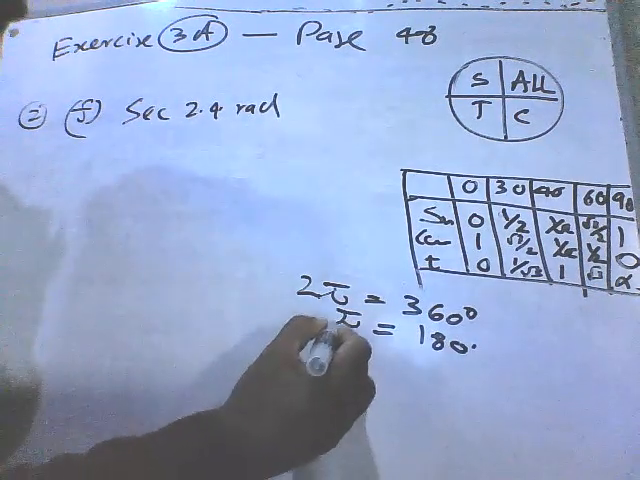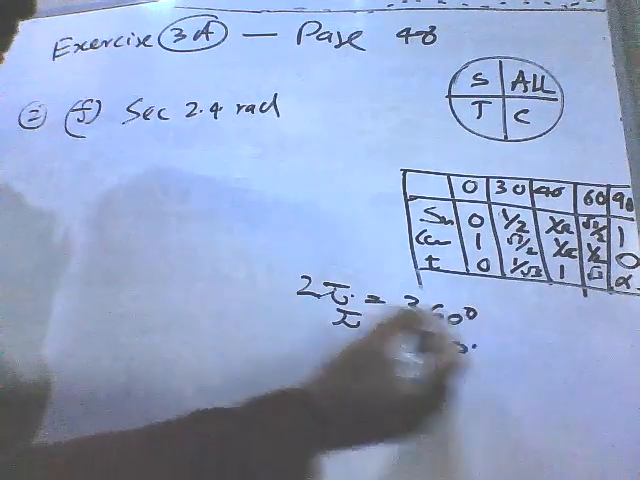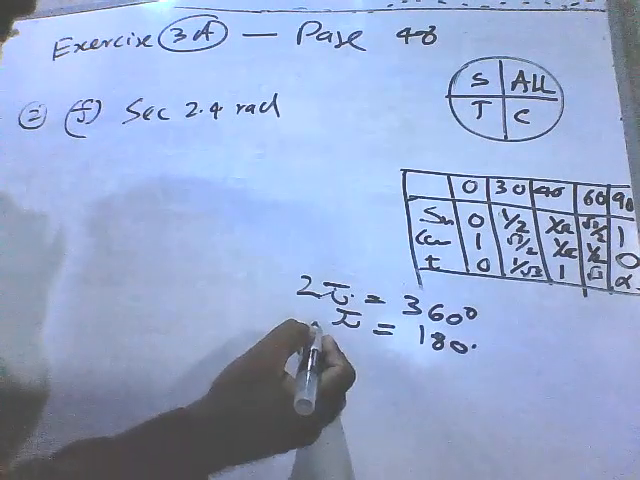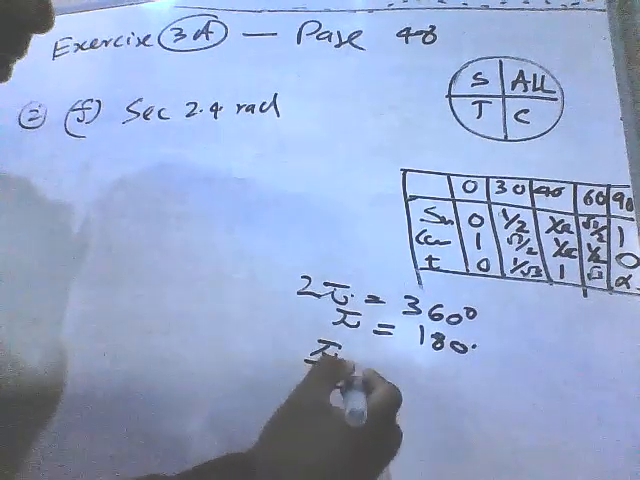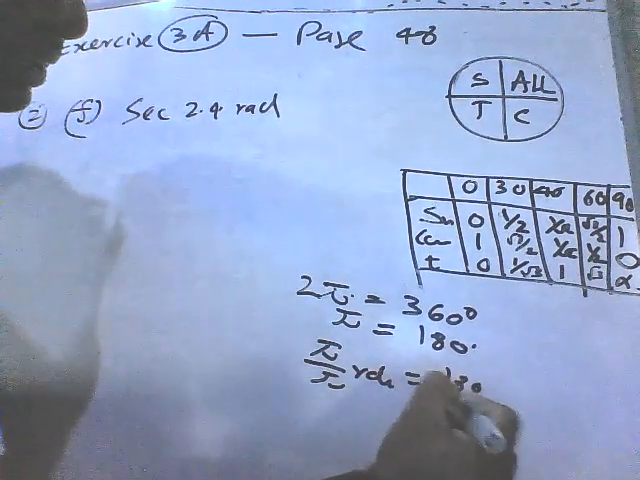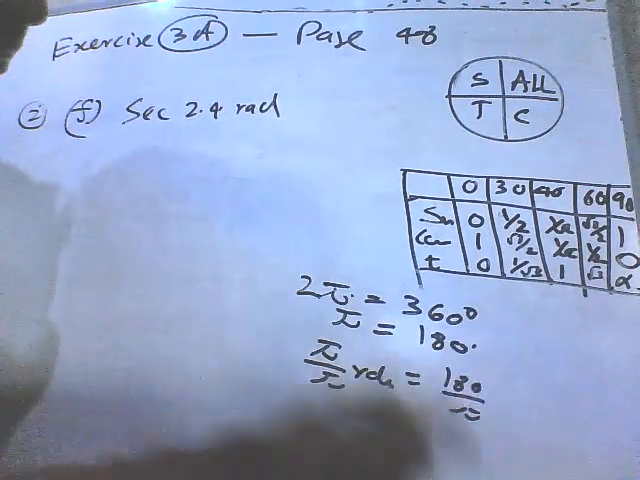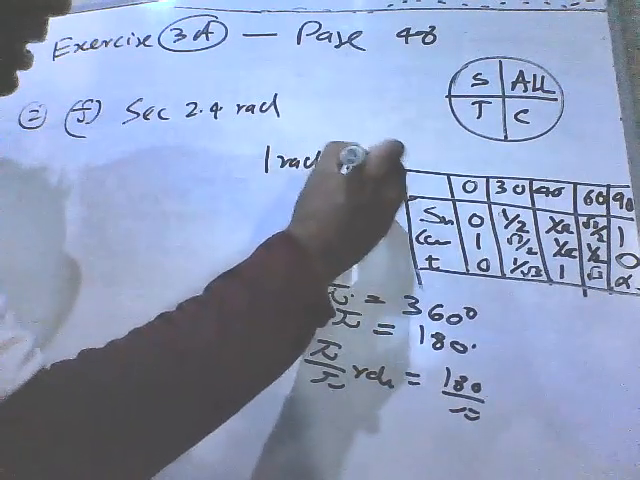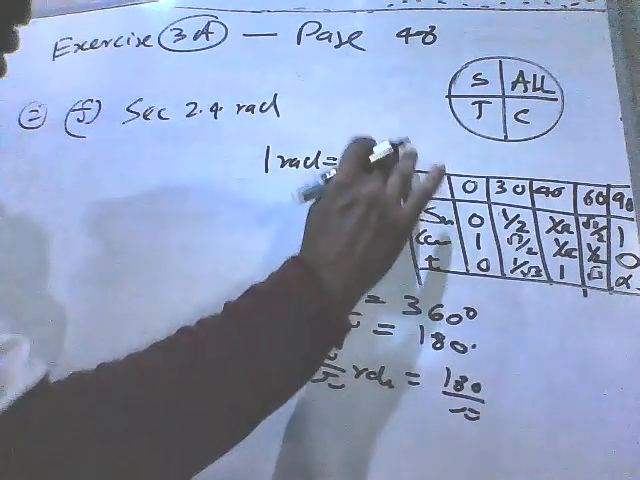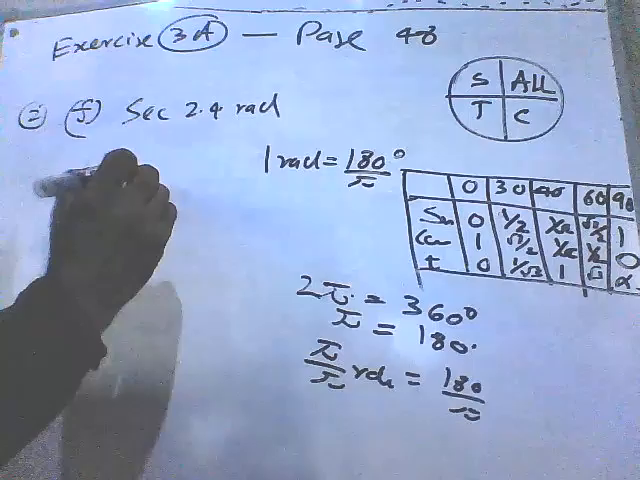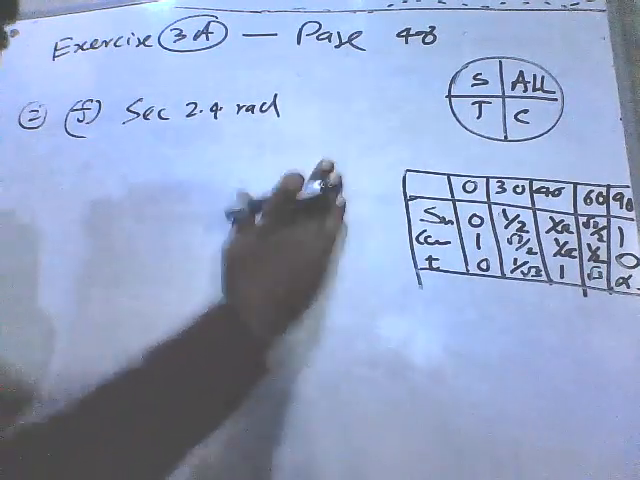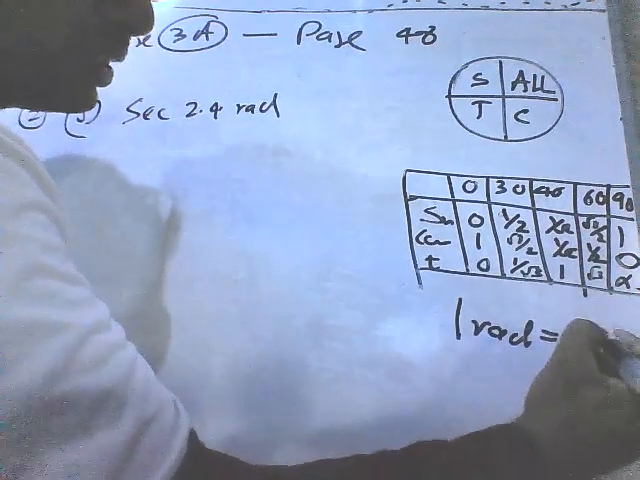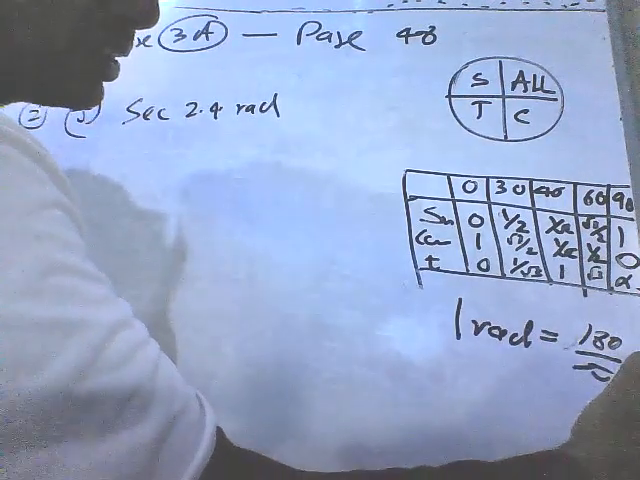So that means this is radians and this is degrees. Those I also explained in the beginning, everything in detail. So here, pi divided by pi, radian equals 180 divided by pi. So 1 radian is equal to 180 divided by pi. That you can also remember. So 1 radian is equal to 180 divided by pi.